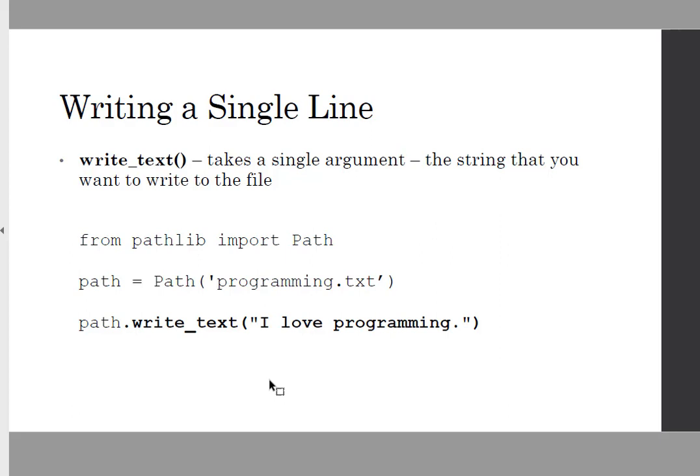So here we have a new example, and it's write_message, and we're going to continue to use the path library, and we're going to create a file. Okay, we'll create a file called programming.txt. So when we run write_text, it's going to create this file that we have specified in our path variable and write this text to the file.